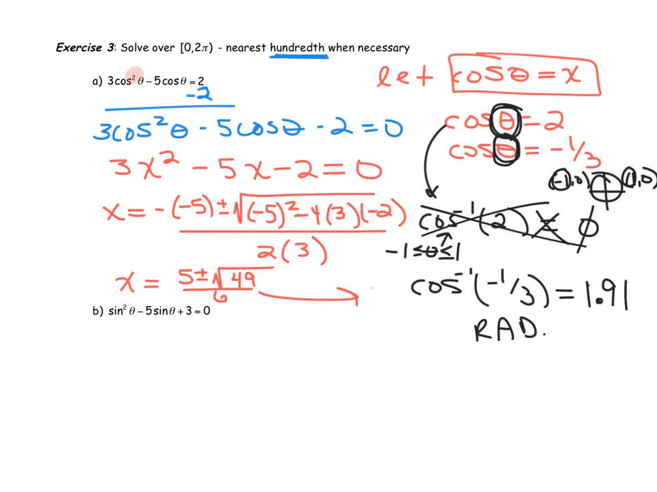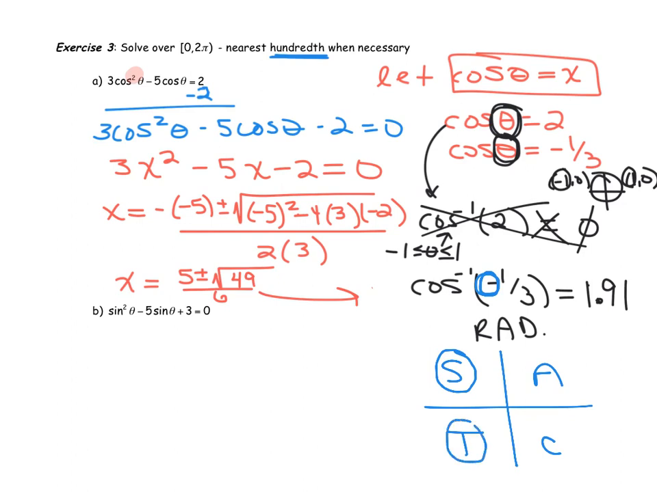But now we're not done. If you guys remember, this is a little bit a while ago. If we have our ASTC, all students take calc, I want to know where is cosine negative. Well, cosine is negative in the second quadrant and the third quadrant, right? Because I'm trying to find out where cosine is negative. So these are out. So if I have 1.91, well, that's indicating this length here in the second quadrant.